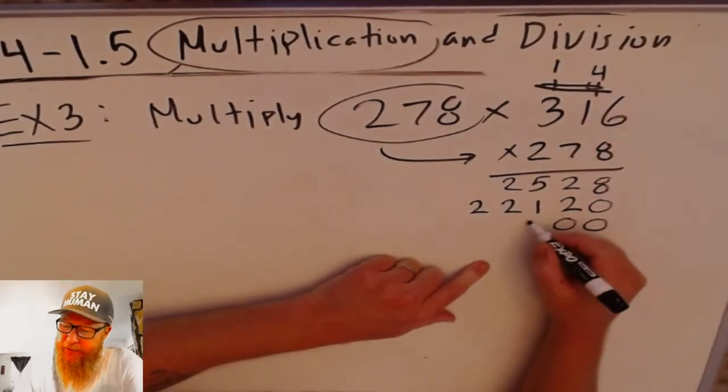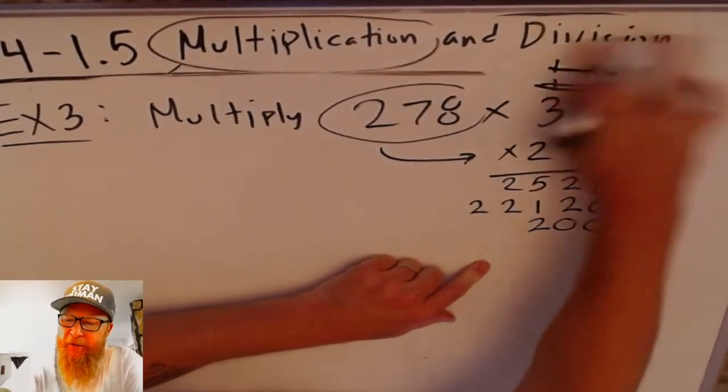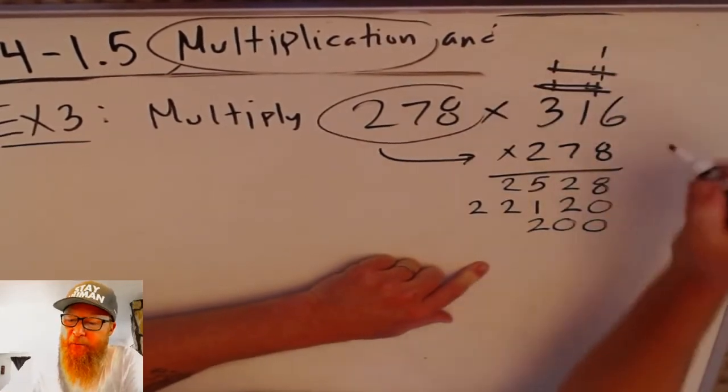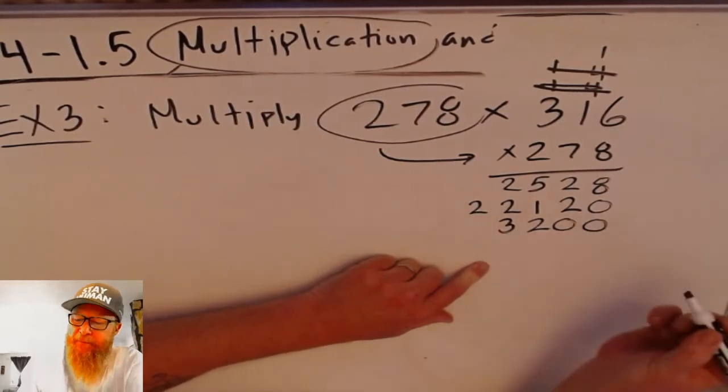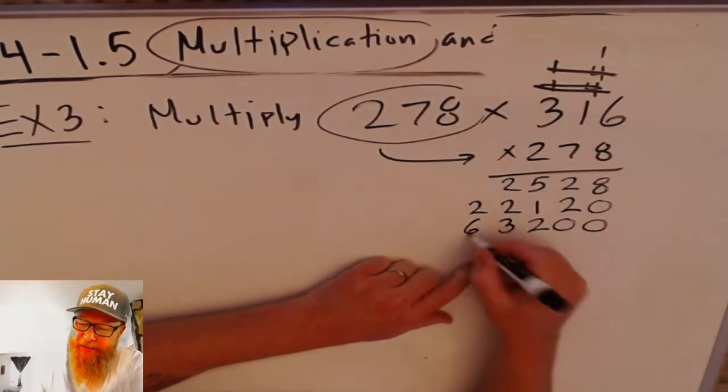2 times 6 is 12. Starting over again with a new carry. So carry the 1. 2 times 1 is 2. Plus 1 is 3. And then 2 times 3 is 6.